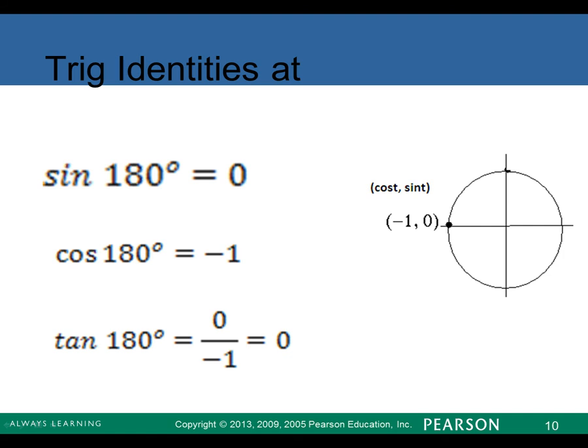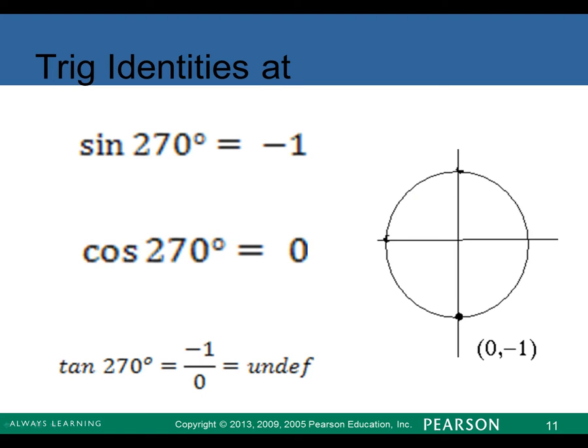180, and whether 180 is positive 180 or negative 180, it's the same point. Okay? Here, x is negative 1, y is 0. So cosine is going to be negative 1, sine is going to be 0 at 180. And tangent is sine over cosine. So that would be 0 over negative 1, so tangent is going to be 0.